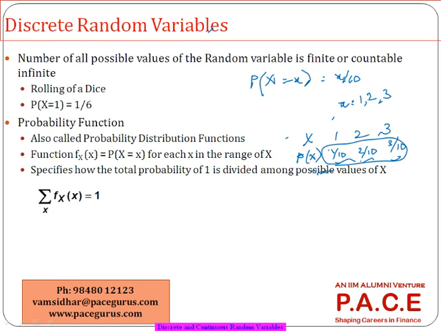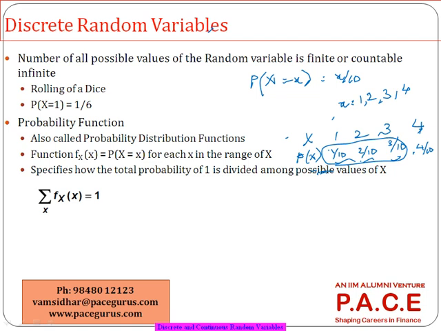The same thing, if it is slightly extended by putting a comma 4. So here x takes 4 also, and here the probability becomes 4 by 10. Now it becomes 10 by 10, which is equal to 1. This becomes a probability distribution function.